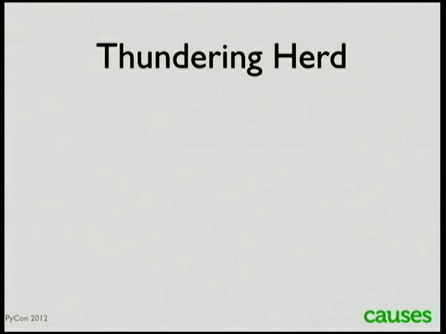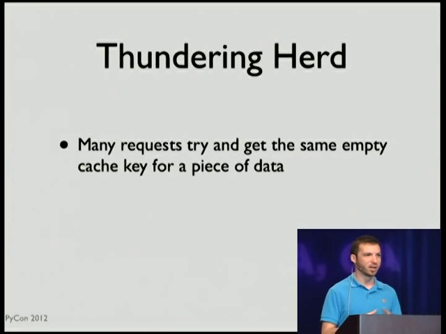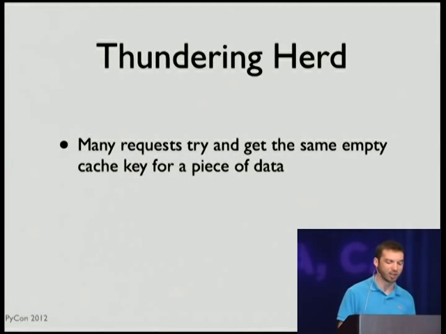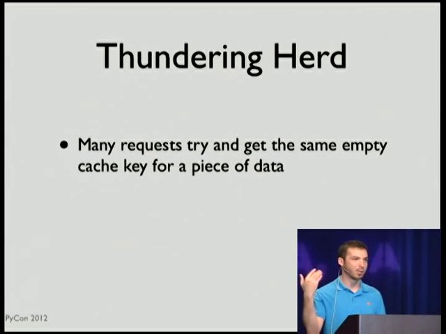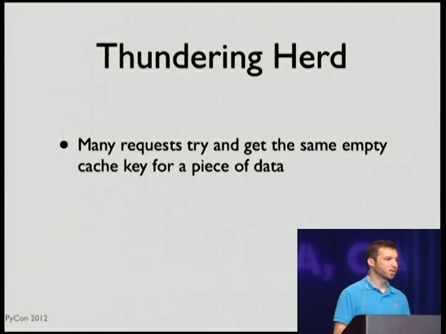The thundering herd is what happens when many requests try and get the same key at once. Suppose that we've got this Twitter API call that is going to take a second because we're having some kind of latency bottleneck going on. And it's in the sidebar of every one of our pages. And we're a site that's under load. So when this cache key falls out, every request that comes in this second, before the first request finishes restoring this value and putting it back into the cache, is going to be invoking this expensive function.